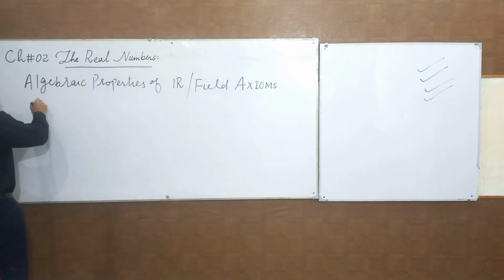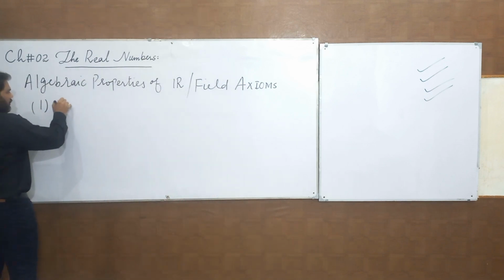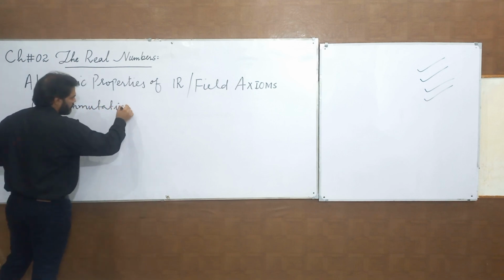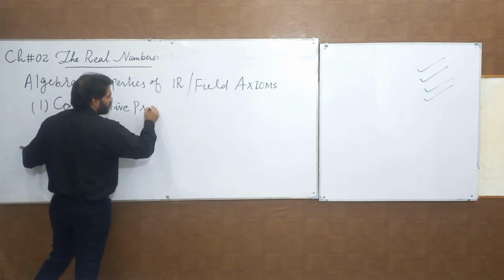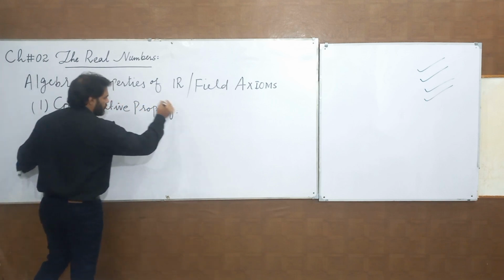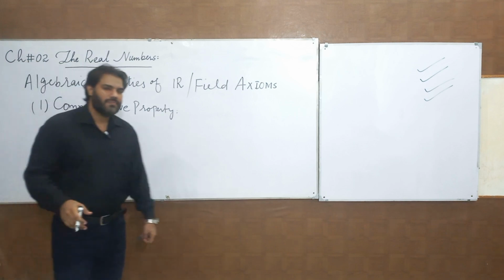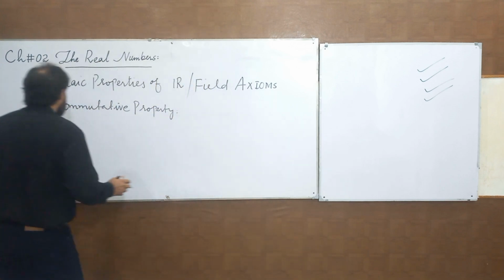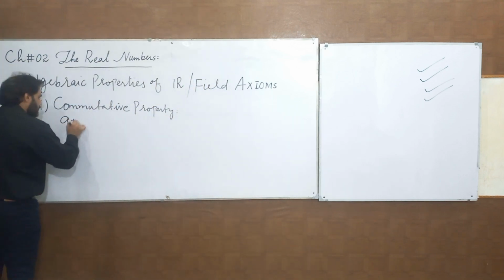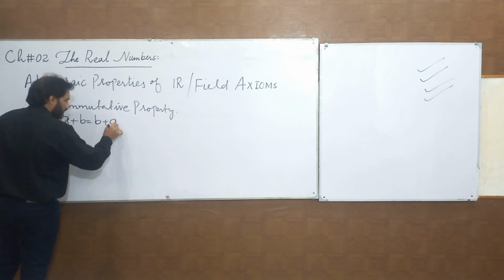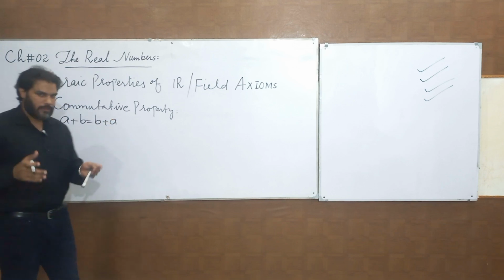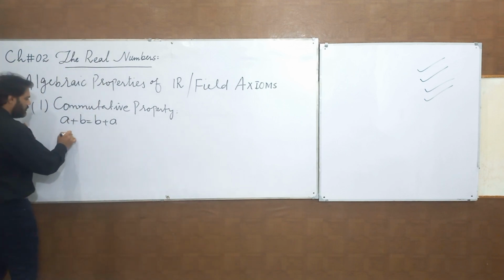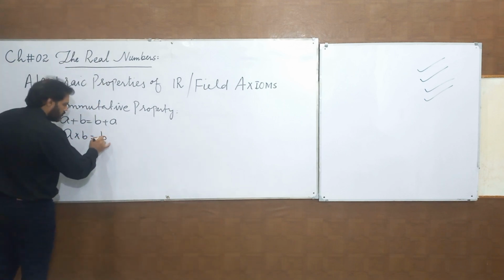The first one is the commutative property. In the commutative property, if A and B are any two real numbers, then, for the binary operation addition, A plus B is equal to B plus A. And for the binary operation multiplication, A into B is equal to B into A.